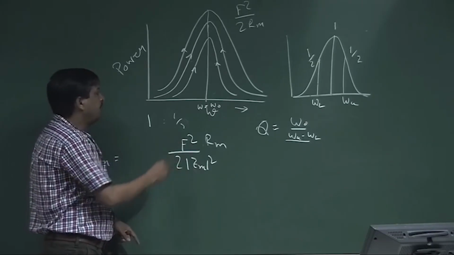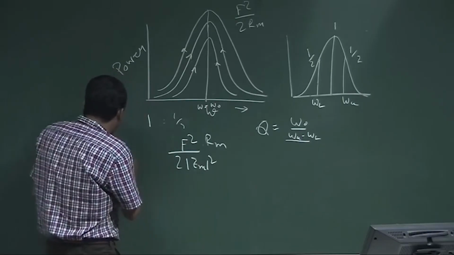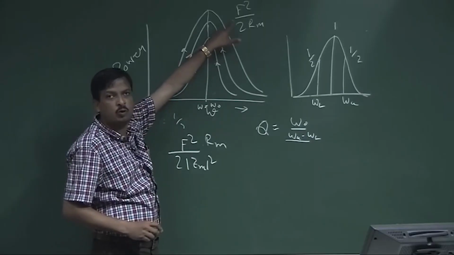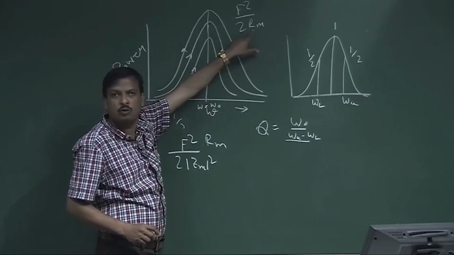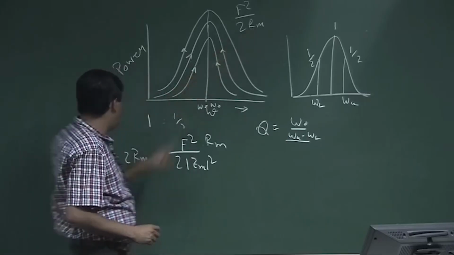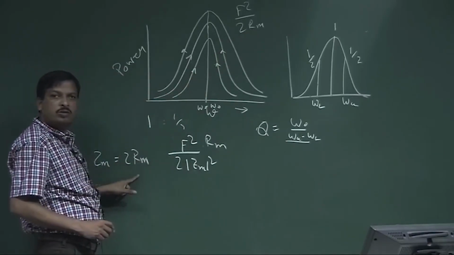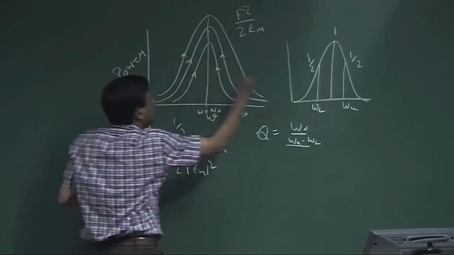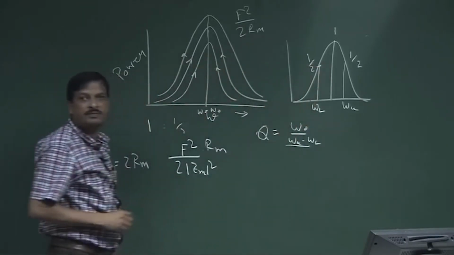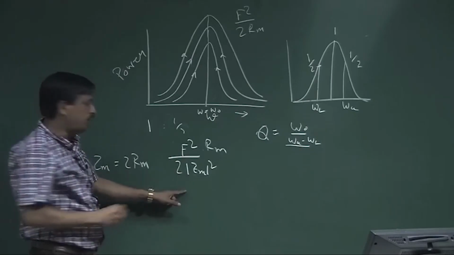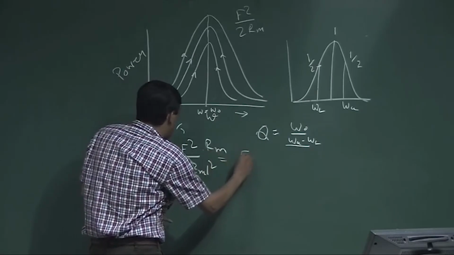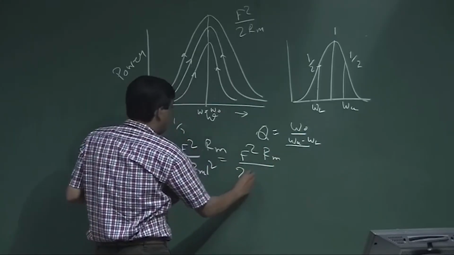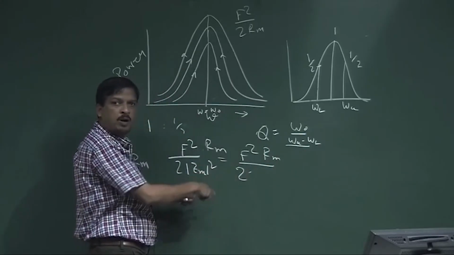So, I said that if Zm is equal to 2 Rm, because the total power is F squared by 2 Rm, this will be half when Zm is equal to 2 Rm. If you put Zm equal to 2 Rm, you get the half expression, half of the total power, which is F squared by Rm divided by 2 into 4 Rm squared. So, the half power will happen.